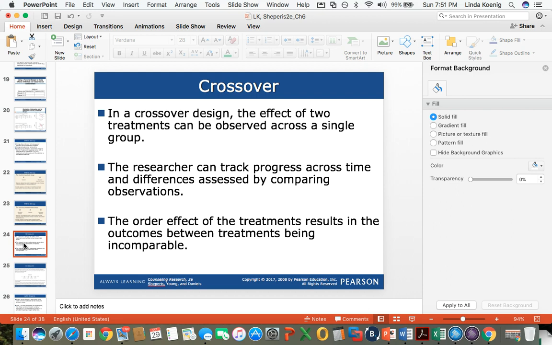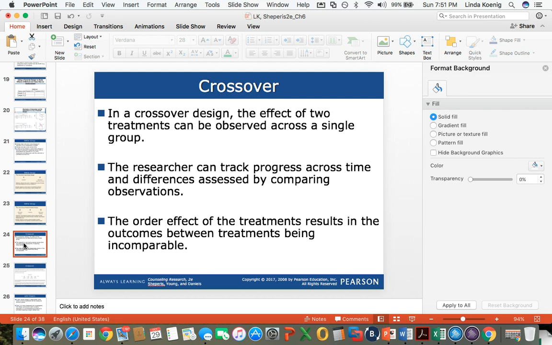All right, so we're going to talk about crossover design for a minute. In a crossover design, the effect of two treatments can be observed across a single group, sort of like we just saw in the one-shot deal with pre-test, post-test, but a little bit different. We're going to look at that. The researcher can track progress across time and differences assessed by comparing observations. The order effect of the treatment results in the outcomes between treatments being incomparable.